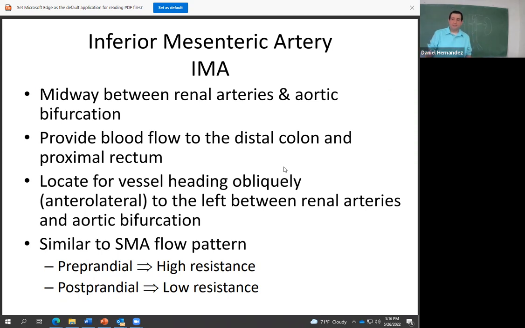Similar to the SMA, this also can have changes in flow patterns depending on whether the patient is fasting or non-fasting. The same rules apply: high resistance if they're fasting, and potentially low resistance when they're non-fasting.